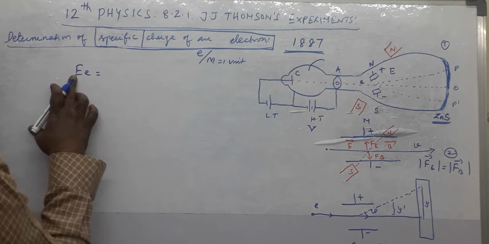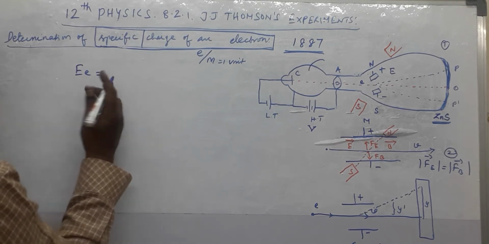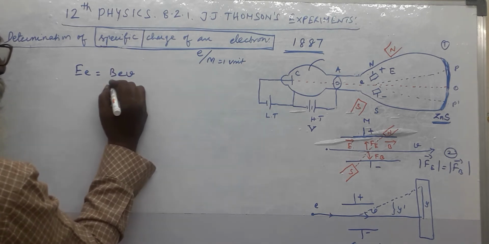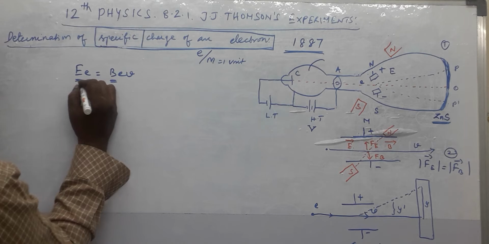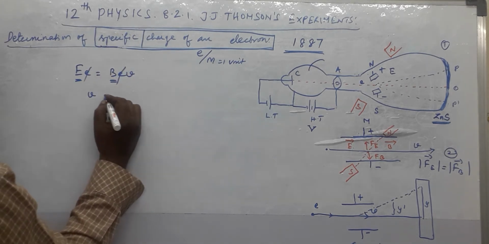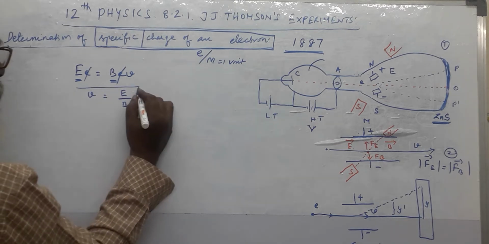E is the electric field of the charge. This is called electric field energy, which is equal to BeV. B is the magnetic field, E is the electric field. Both sides have e, therefore V equals E by B. This is called equation number 1.